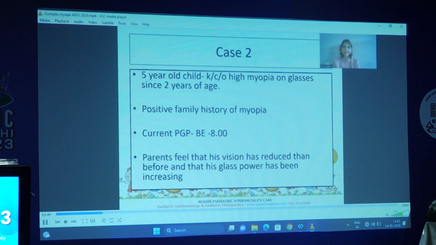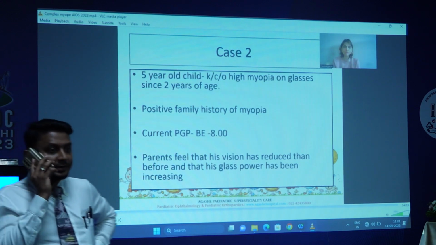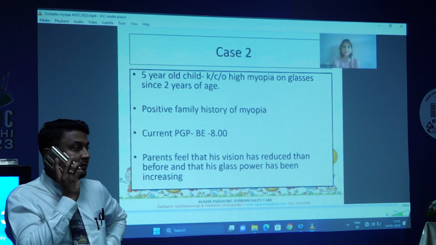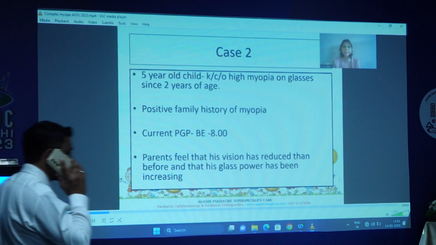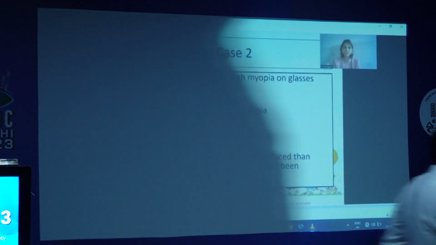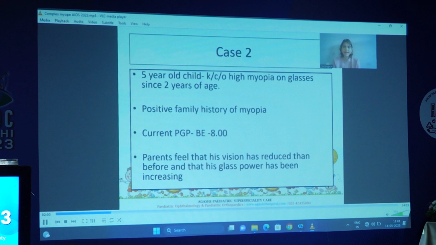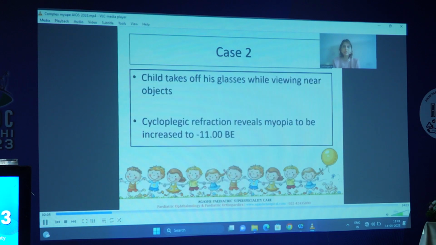Moving on to the second case, this is a 5-year-old child. This is a known case of high myopia on glasses since 2 years of age. There's a positive history of myopia in the family. The current glasses that the child is wearing are -8. Parents feel that the vision has reduced and the glass power has been increasing. There has always been a history of the child taking off the glasses while viewing nearer objects.